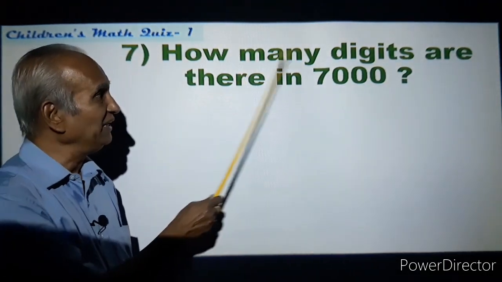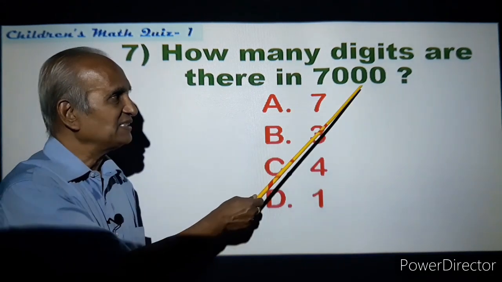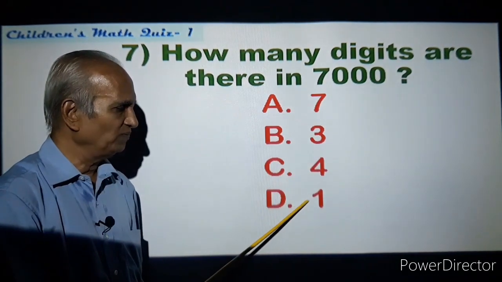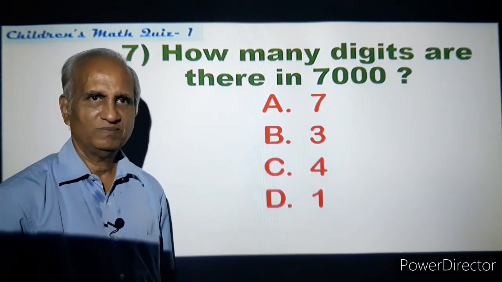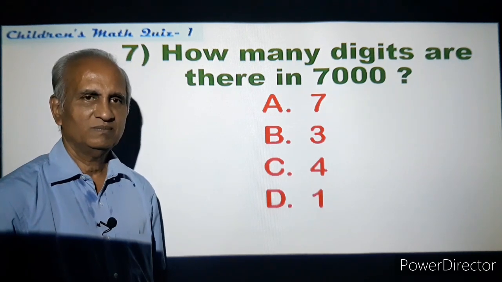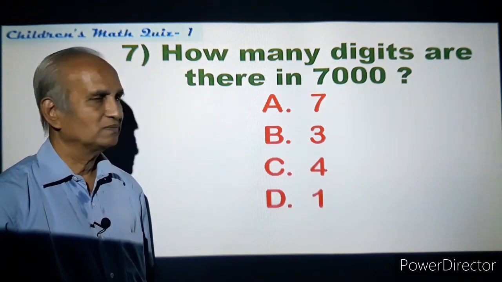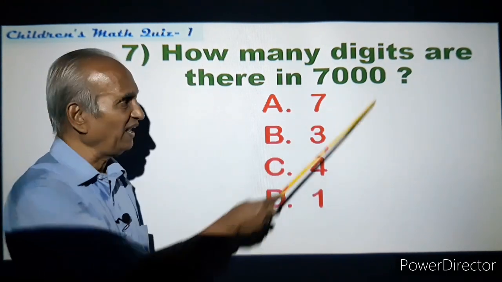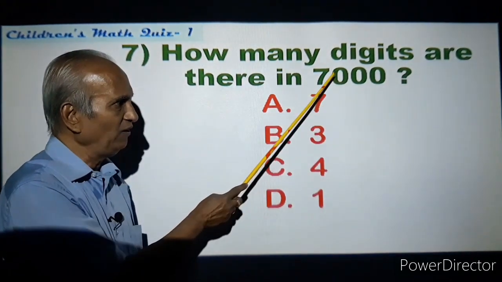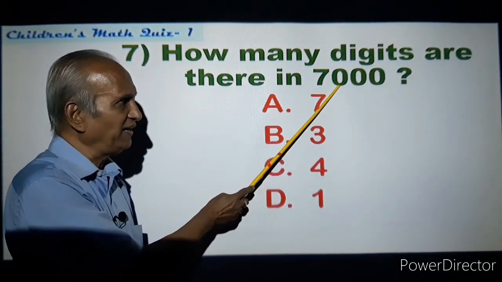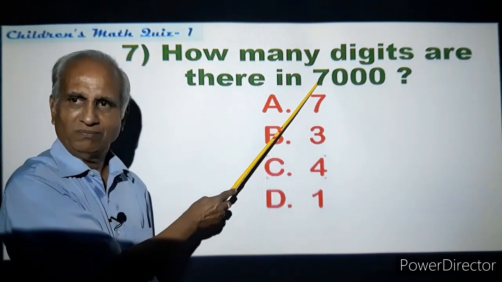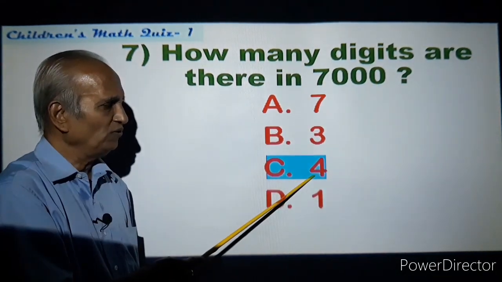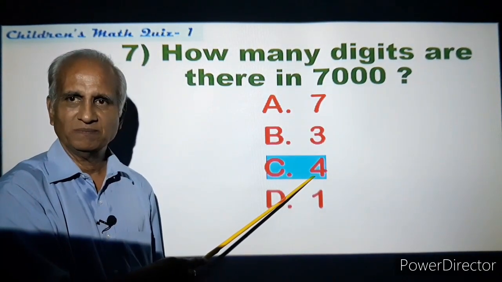7th question. How many digits are there in 7,000? 7, 3, 4, 1. You know maths. 7,000. How many digits are there? 1, 2, 3, 4. Units place, tens place, hundreds place, thousands place. There are 4 places here. 4 digits are there in the 4 places. So, C is the right option.